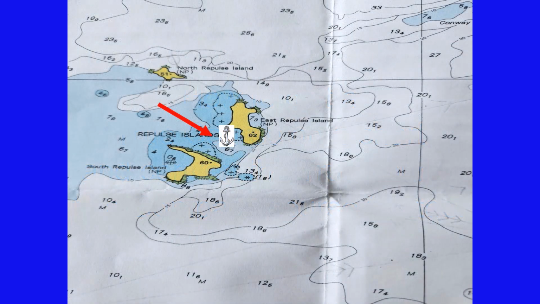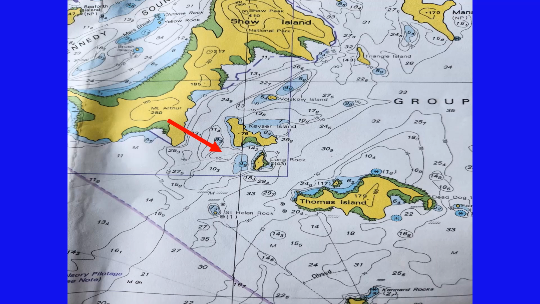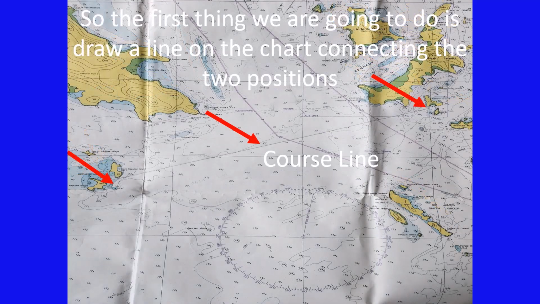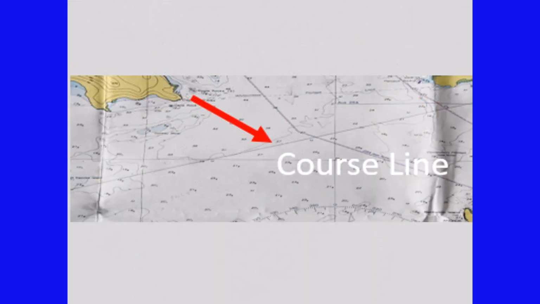So let's take it that we've just been anchored between North and South Repulse Islands. And we're going to travel to a position just west of the Kaiser Island. Now here are the two positions shown on the chart. So the first thing we're going to do is draw a line on the chart connecting the two positions. This is our course line. Here's an expanded view again of the course line.